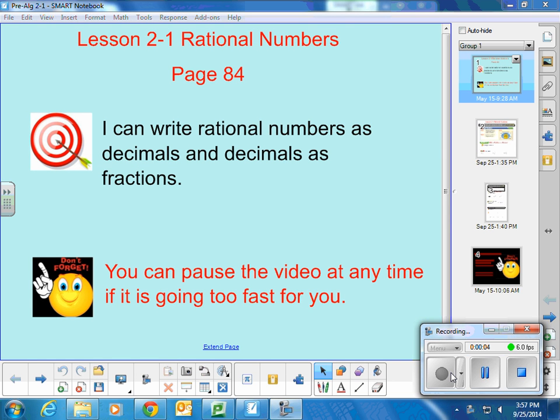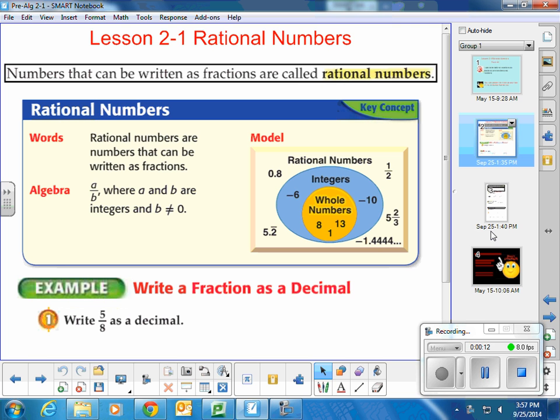In Lesson 2.1, you will be writing rational numbers as decimals and decimals as fractions. Basically, numbers that can be written as fractions are called rational numbers. Right here in this box, we have some examples of rational numbers. Obviously, a fraction is already written as a fraction, so they're rational. Decimals can also be written as fractions.